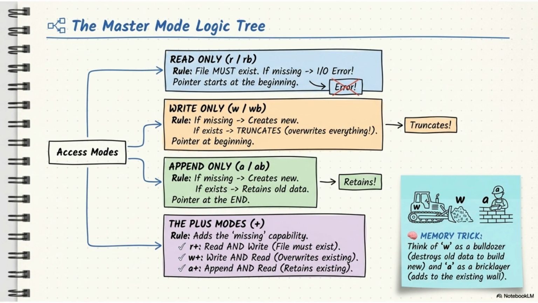Understanding access modes is essential. R is for reading, W overwrites everything, and A appends new data to the existing file. Adding a plus sign, like R+, enables both read and write capabilities.